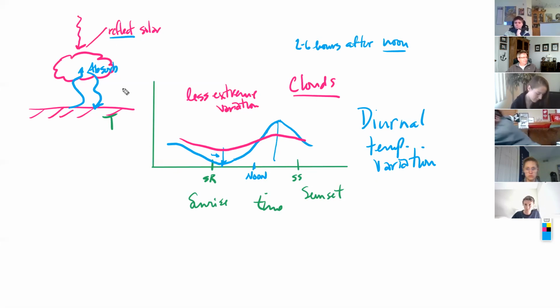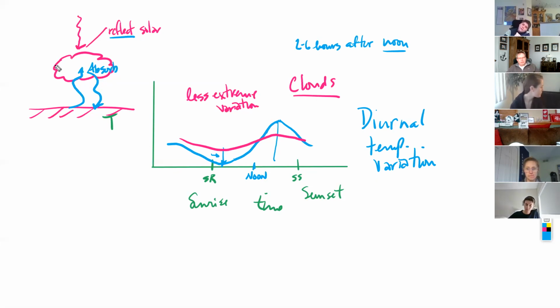Does that make sense? Kind of different. So clouds are important, and you need to understand that difference. So it's almost like a greenhouse. They don't reflect. That's not what they're doing at night.